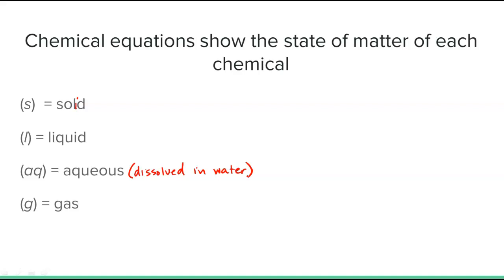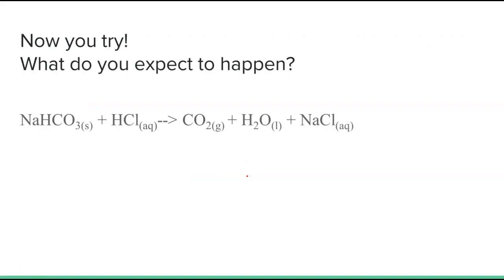So let's give it a try. Let's see if you can interpret what the state of matter of each chemical is and what you would expect to see. Here I have a long chemical equation, and I would like you to visualize what you would see on the lab table. Would you see beakers of liquids? Beakers of solids? Would you see balloons of gases? And after these chemicals come together, what would you expect to see?